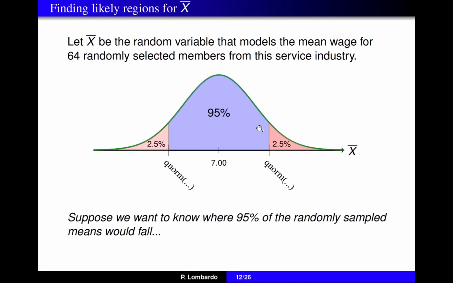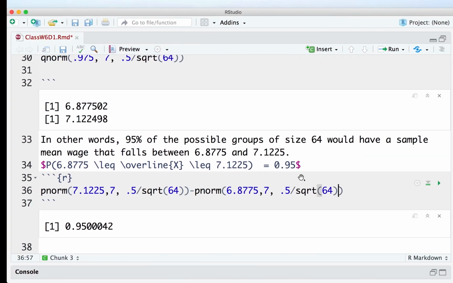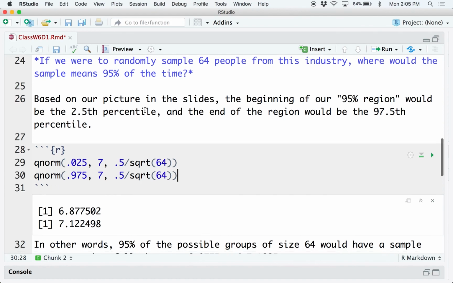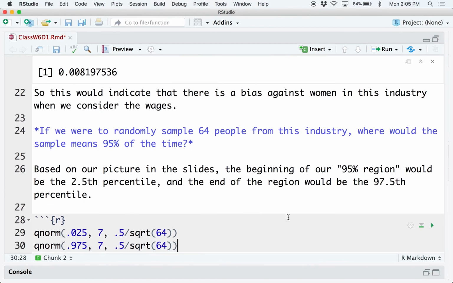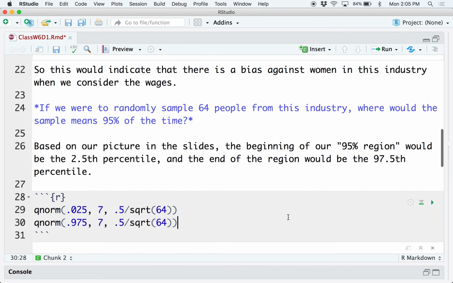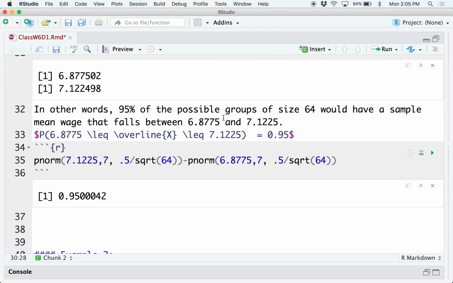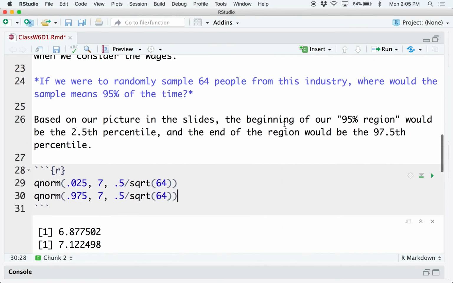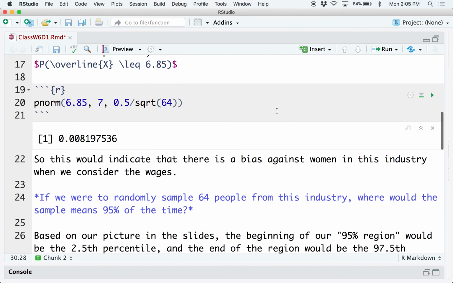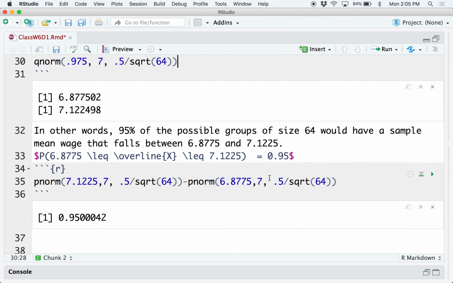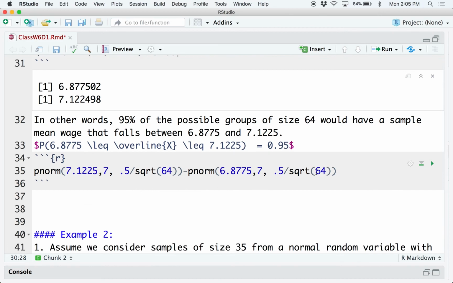Okay? So in this case, we know exactly, using our percentile function in R, right, we know exactly how to find the middle 95% region, which is how we're essentially going to describe where these sample means for randomly selected people tend to fall. Okay, so 95% of the time they're going to fall in these little intervals, essentially. They're going to fall in the interval between 6.8775 and 7.1225. And the fact that a group of 64 women fell outside of this usual interval, right, at a 6.85, right, it's outside of this usual interval, that sort of provides evidence that maybe this group of women are not being treated fairly when it comes to wages.